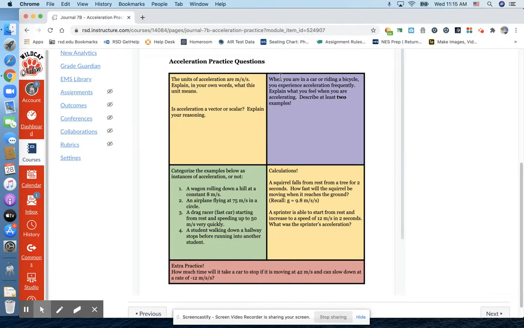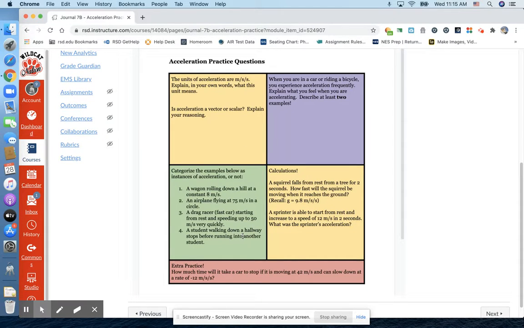The second one asks: if you're riding in a car or on a bicycle and you accelerate, what do you feel when you accelerate? I would describe what you feel when you speed up, slow down, and when you turn. How does that feel different, or how do you feel that acceleration?